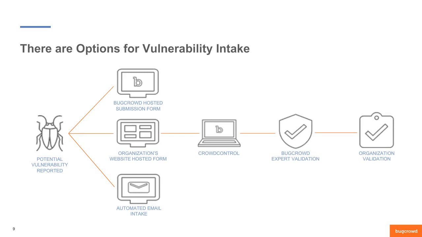Now those intake channels go into a system like ours called Crowd Control, and Crowd Control manages the whole bug tracking lifecycle, as well as applies deduplication and response triggers and everything like that. And it goes off to Bugcrowd's expert validation team.